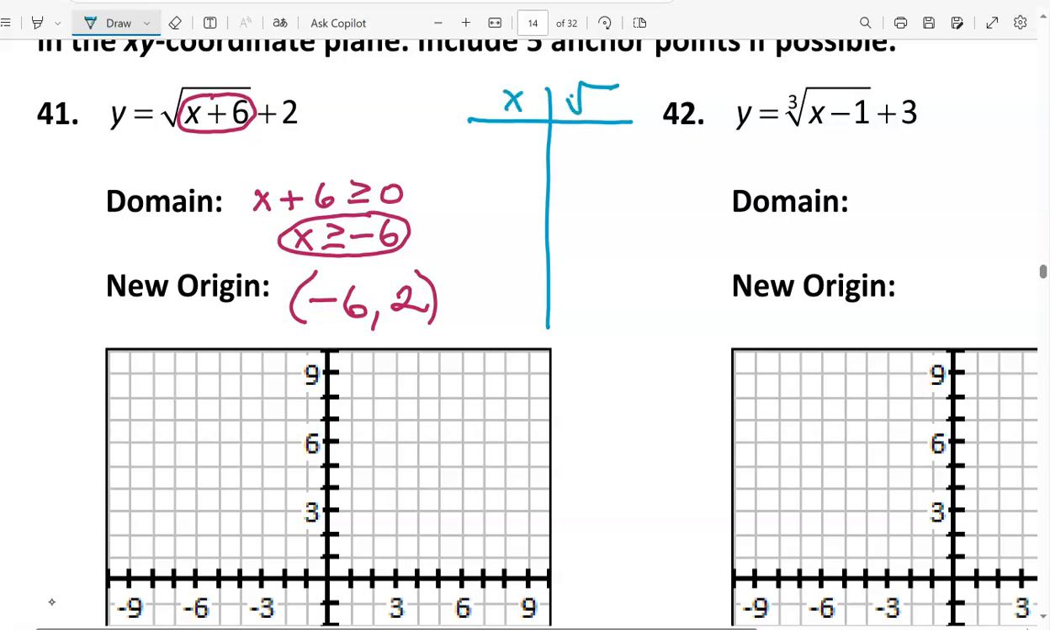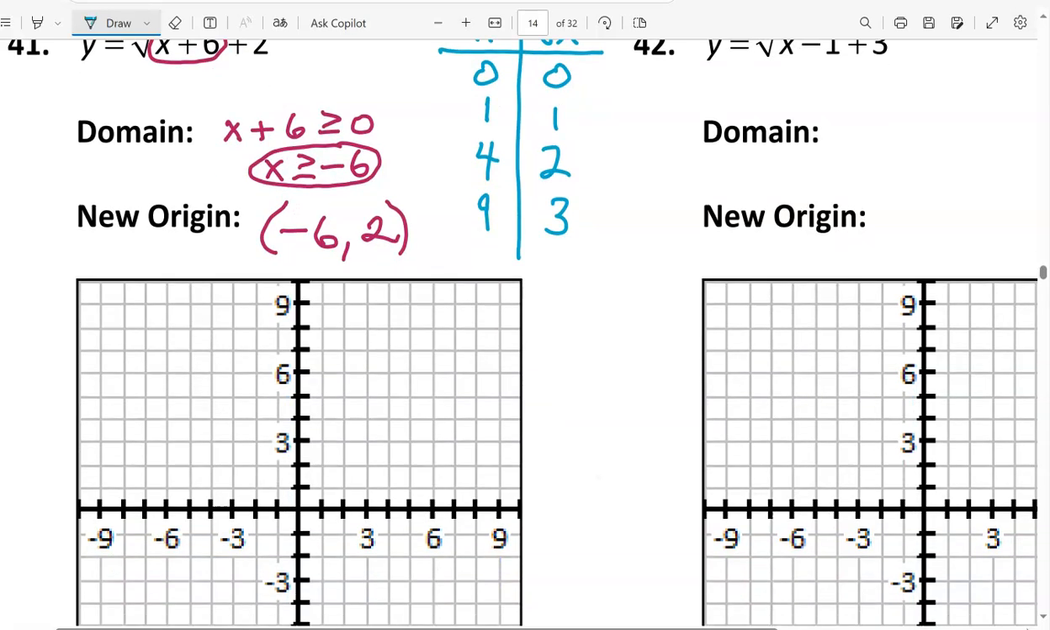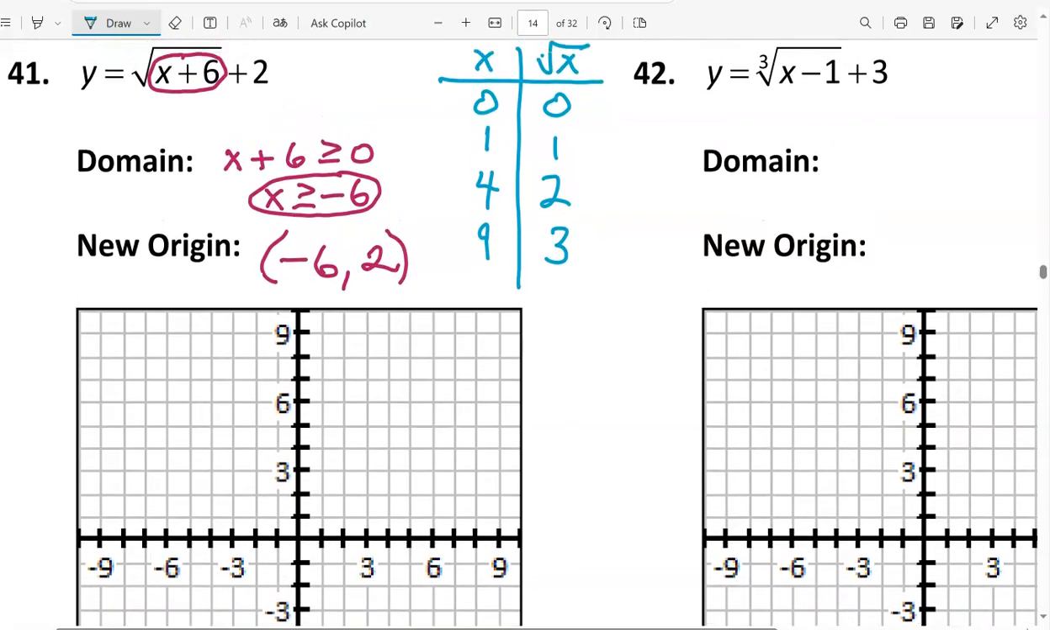So using our parent function, for the square root of x, we can start with 0, 1, 4, and 9 as x values, and their square roots as the y values. And then just graph those points, but from the new origin. So from the point -6, 2, I'm going to graph 0, 0 on the new origin, 1, 1, 1 to the right and 1 up from the new origin, and then 4, 2, 4 to the right and 2 up from the new origin, and then finally 9 to the right of the new origin and 3 up, and that will provide us with a nice smooth curve of that square root function endpoint there at -6, 2, the new origin.